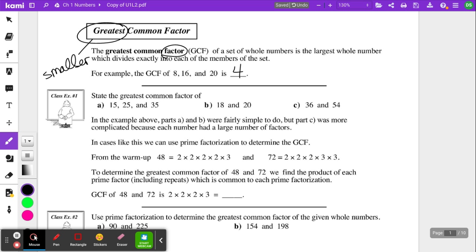But you notice that 4 is actually smaller than the 8, the 16, and the 20, right? Because it's just a piece of it. Are you catching on to what I'm trying to tell you? I've been repeating it a lot. I want you to catch on to that.